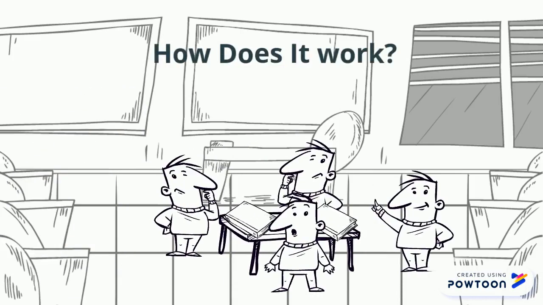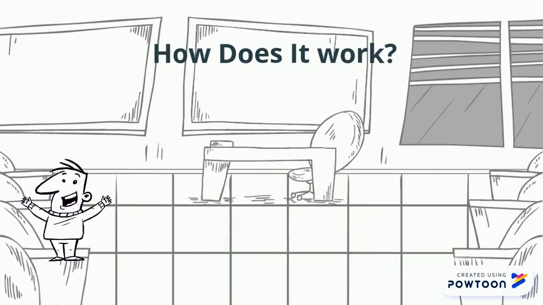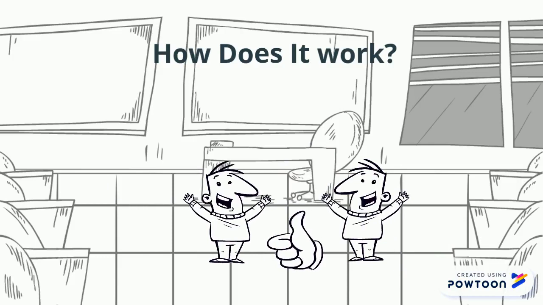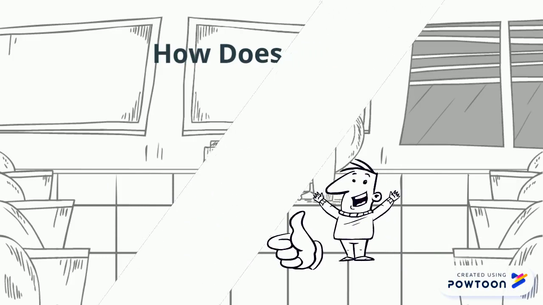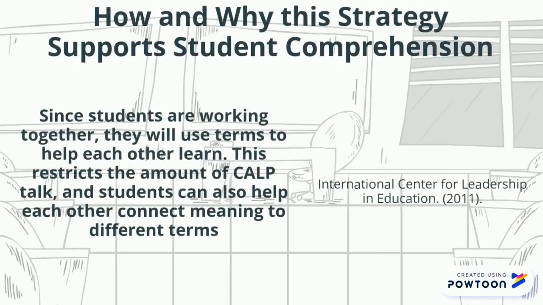Working in groups of 4, the students read a text passage together, following a protocol for predicting, questioning, clarifying, and summarizing skills that teachers have modeled over a series of lessons until students are comfortable assuming these assigned roles. These student-directed discussion groups can then monitor their comprehension and reinforce understanding. Since students are working together, they will use terms to help each other learn. This restricts the amount of calc talk, and students can also help each other connect meaning to different terms.